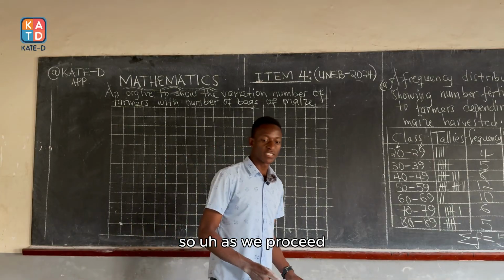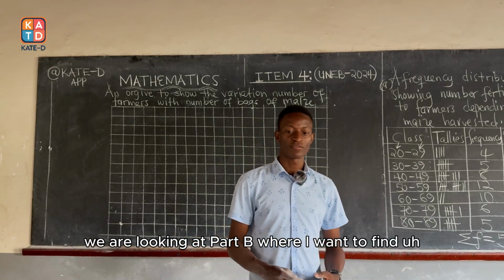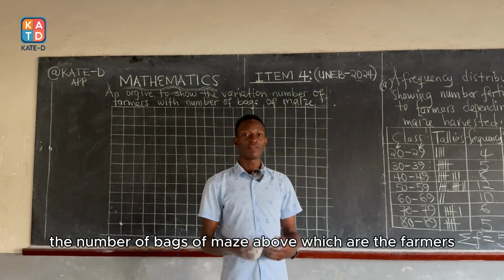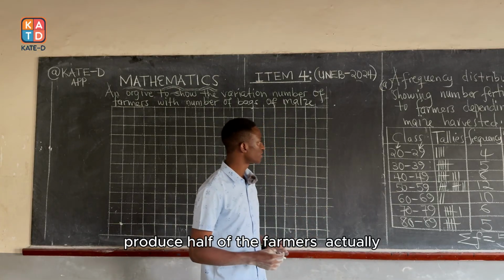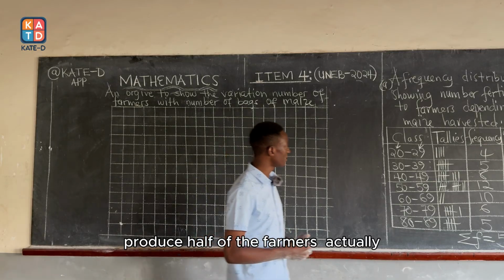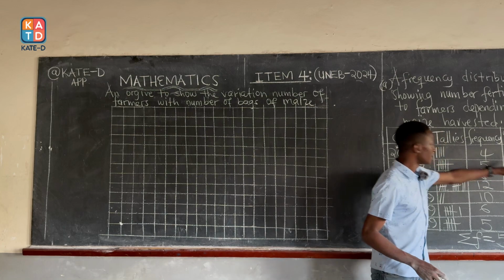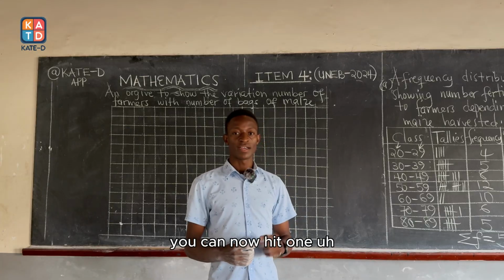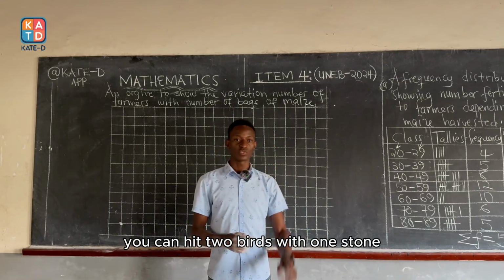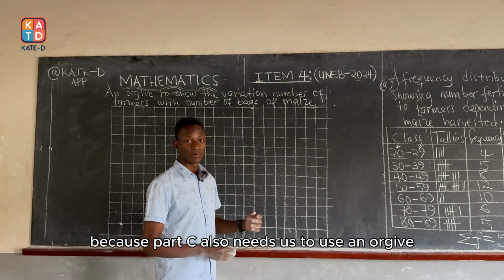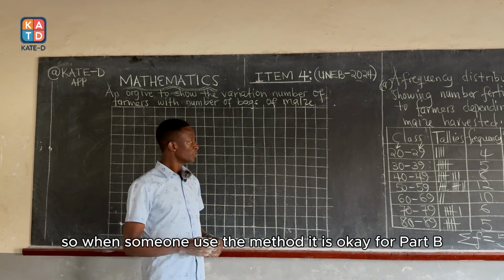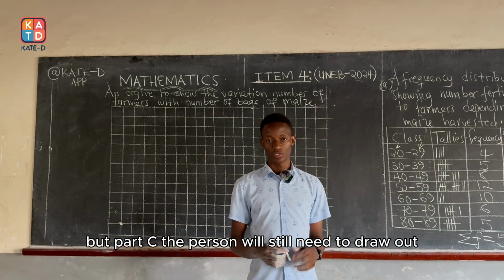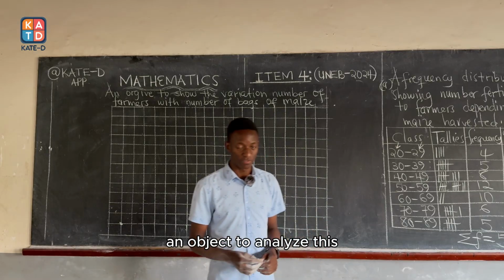So as we proceed, we are looking at part B, where we want to find the number of bags of maize above which half of the farmers produce. But now, the ogive can be the best way to analyze this. When you look at part C, you can hit two birds with one stone, because part C also needs us to use an ogive. So when someone uses the method, it is okay for part B. But for part C, the person will still need to draw an ogive to analyze this.